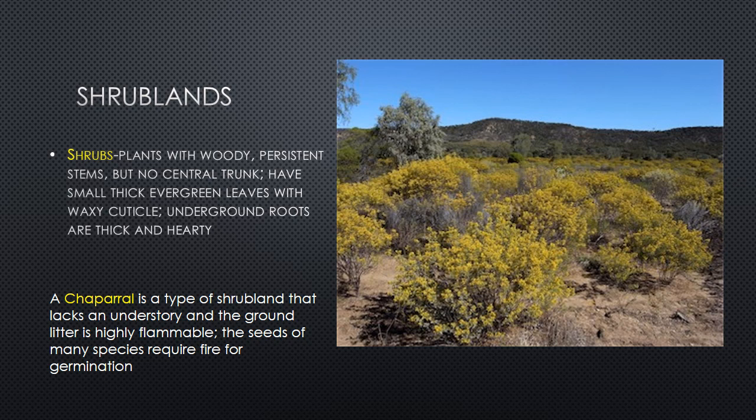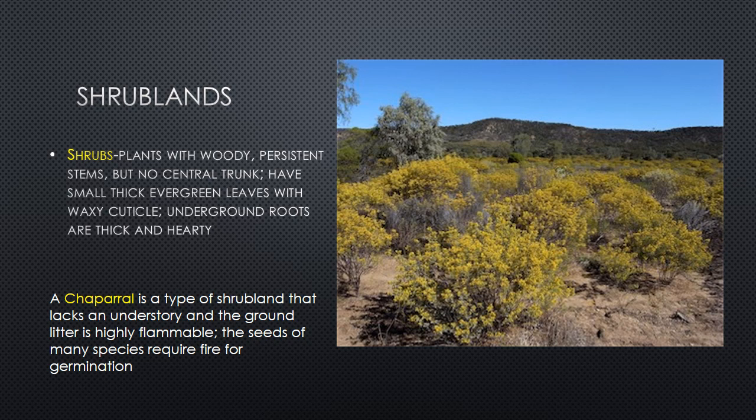Okay, now that we have gone through all of the forests, we're going to move on to what we call shrublands. And shrubs are basically plants with woody persistent stems. So remember, woody means secondary xylem is present. But they have no central trunk. They just have small, thick, evergreen leaves. They have lots of waxy cuticles, and they have underground roots that are really thick.